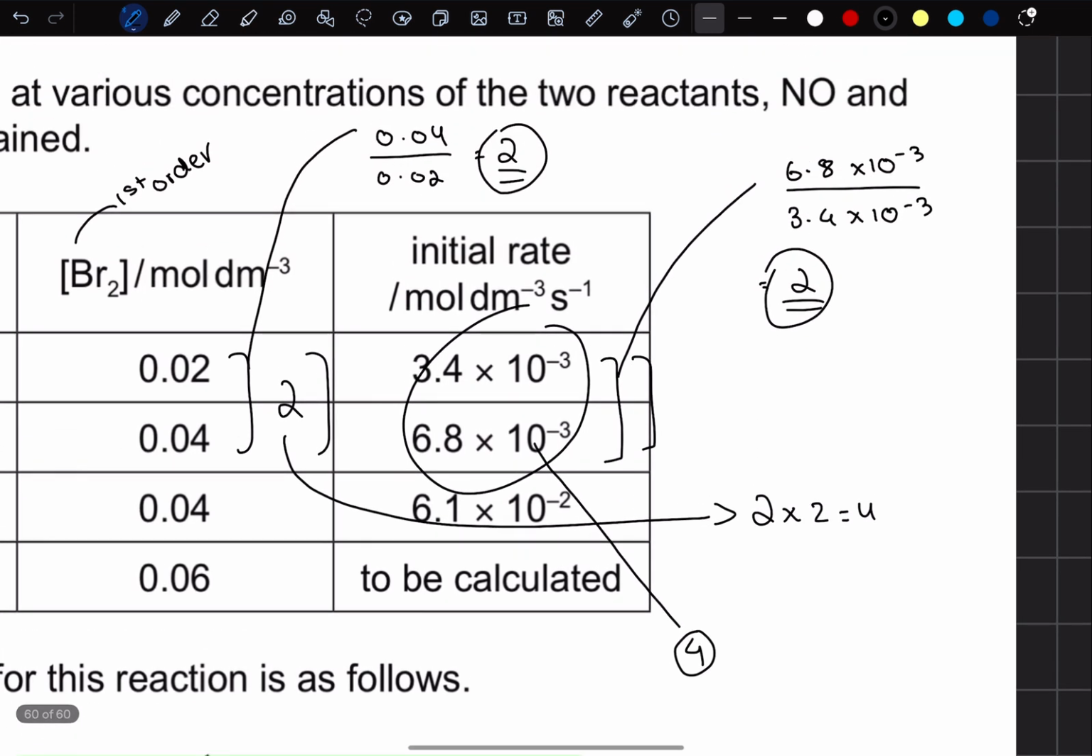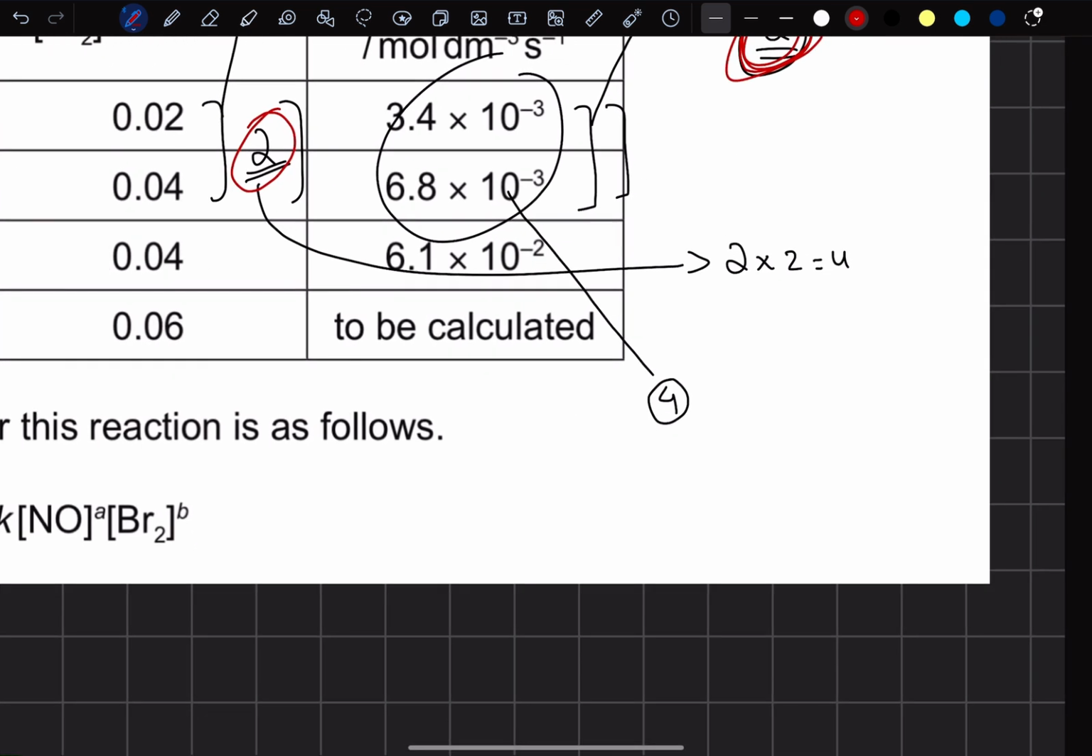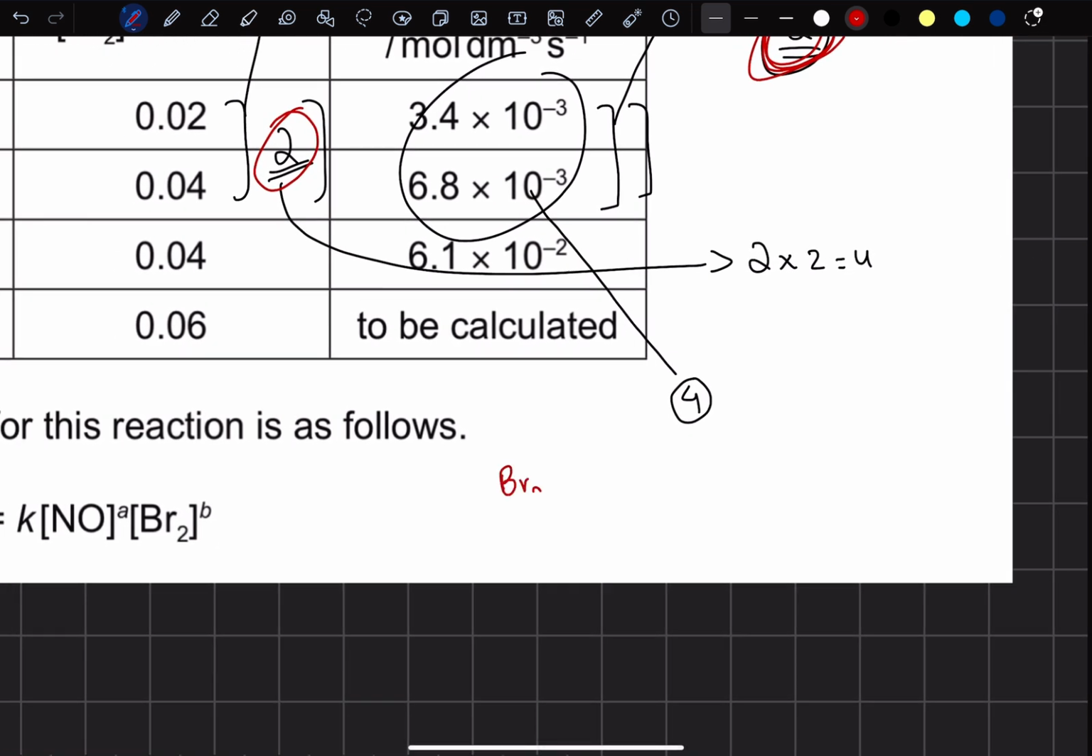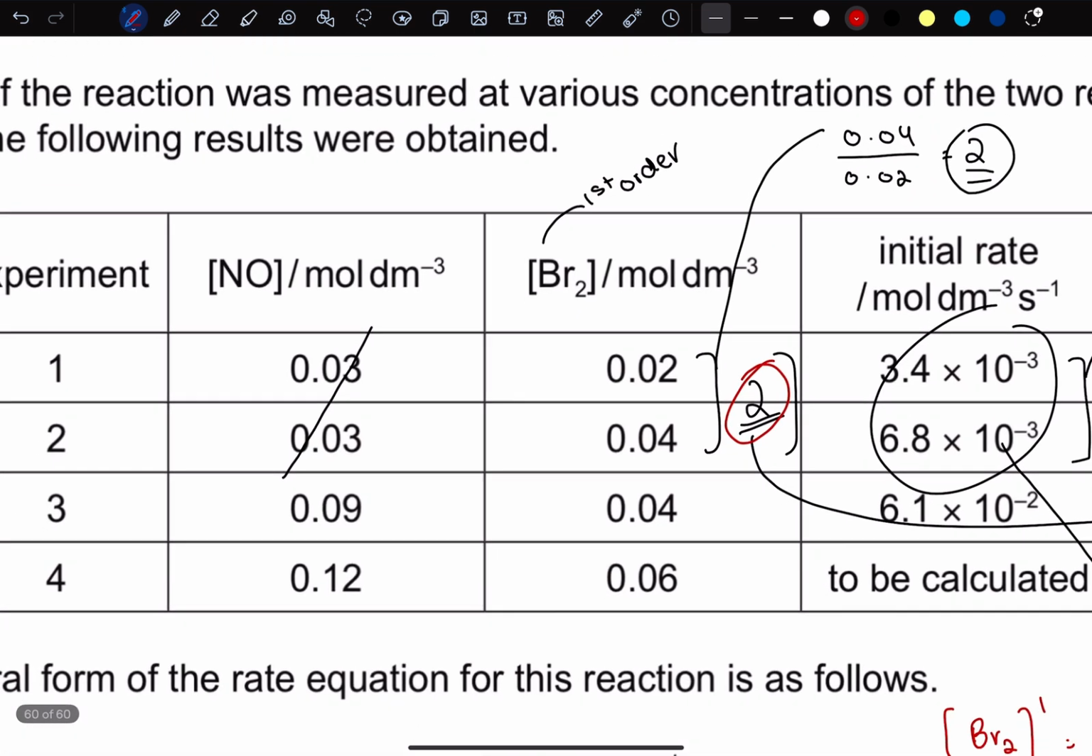So bromine increased by a factor of 2. Hence, the initial rate had also increased by a factor of 2. Alright, so now we know Br2 is first order. So Br2, first order. Okay, now time for NO.